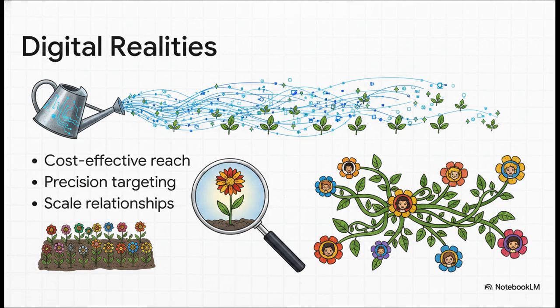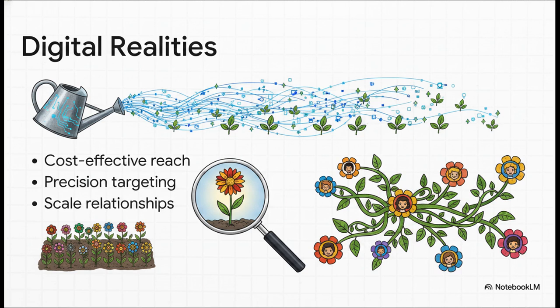You've got 3 game-changing realities working for you. First, cost-effective reach. You can communicate with thousands of prospects today for less than the cost of a single trade magazine ad 20 years ago. Second, precision targeting. Digital platforms let you find people based on their actual real-world challenges and interests, not just whatever job title is printed on their business card.